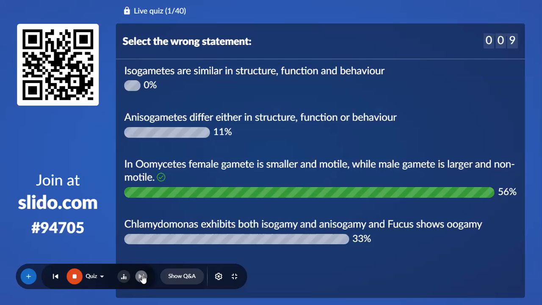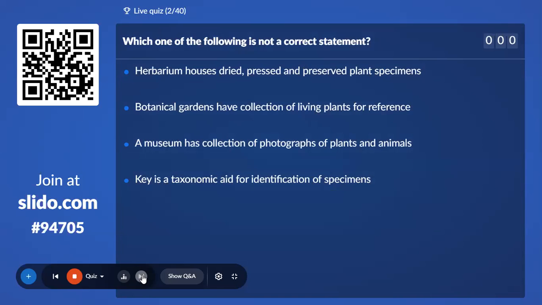Second question on the screen. Which of the following is not a correct statement? Option A, herbarium houses dried, pressed and preserved plant specimens. Option B, botanical garden have collection of living plants for reference. Option C, a museum has collection of photographs of plants and animals. And option D, key is a taxonomic aid for the identification of specimens. Majority vote in 5 seconds.